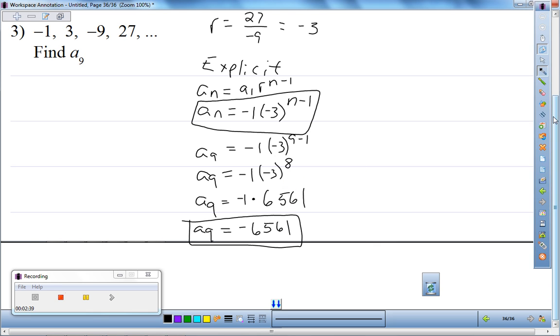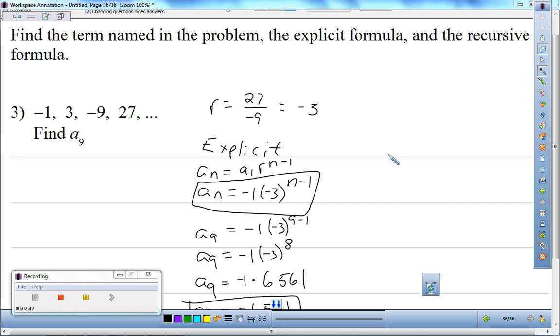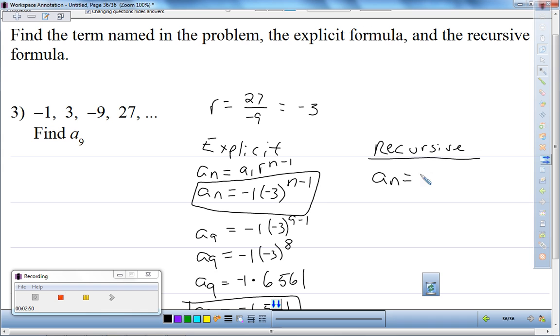Alright, so now the last thing we need to do in this case is find the recursive formula. Alright, now the recursive formula here is going to be a sub n is equal to r times a sub n minus 1, because you got to have the previous term to use the recursive. And of course we have to have the a sub 1. Okay, so I'm going to plug in here. So a sub n is equal to the common ratio, which is negative 3, times a sub n minus 1.